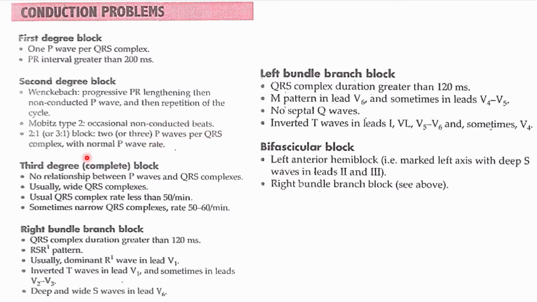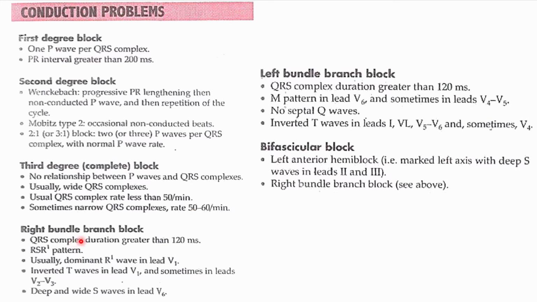You may sometimes get a complete heart block, where there's actually no relationship between the P waves and the QRS complex. You usually get a wide QRS complex because the impulse is being transmitted abnormally to the ventricles. Usually the QRS complex rate is less than 50, and sometimes you may get a narrow QRS complex, but the rate will be 50 to 60.